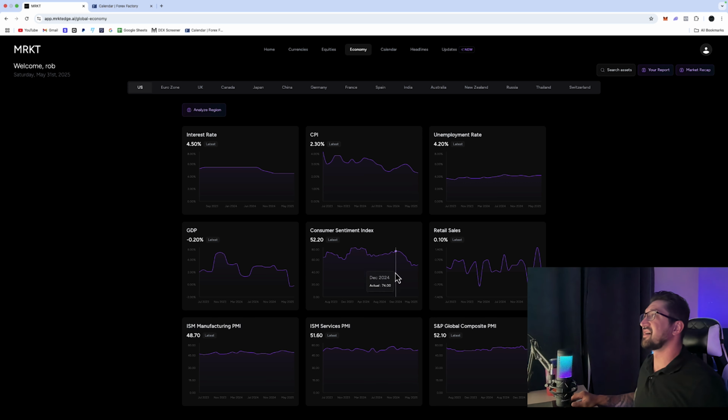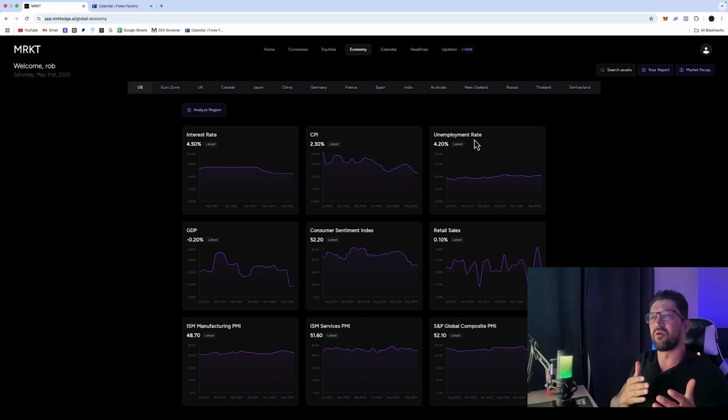Retail sales kind of ties in with the consumer sentiment index. Unemployment, the big one you're going to be looking at is NFP. You're going to see a lot of other stuff like JOLTS, job openings, and unemployment claims every week. Those are important, but they're less severe.